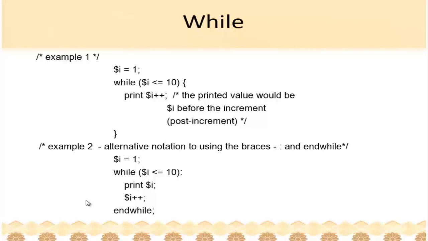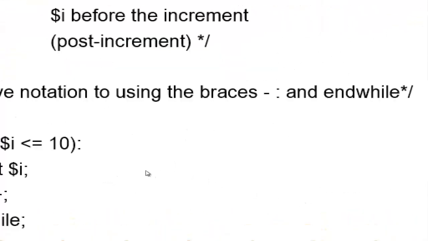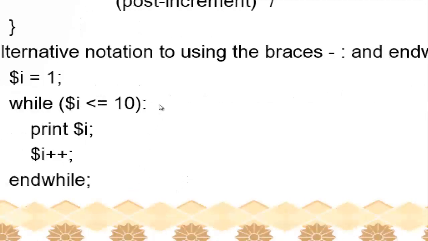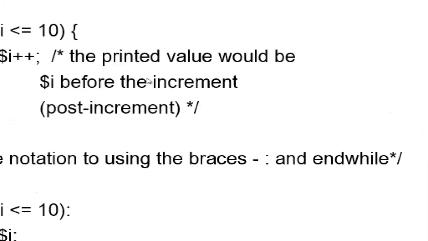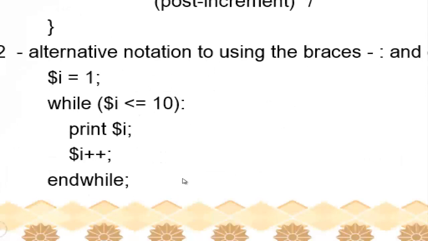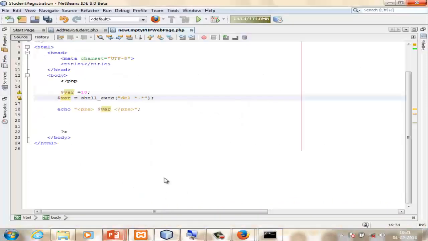There is a special syntax that you can think of using, and the special syntax is this. So after while, if you put a colon here, then you don't have to put this flower bracket. If you don't want to put a flower bracket starting from here to here, you can just put a colon and then write the end while. So let me quickly show that thing. I will not execute that program.